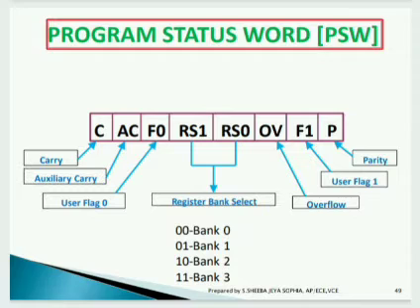As you can see here, the first bit indicates the parity, the second is a user flag, and the third is for overflow. The next 2 bits represent the register bank select, so you can select which bank you need. For example, 00 refers to bank 0, 01 to bank 1, 10 to bank 2, and 11 to bank 3. F0 is another user flag, AC is the auxiliary carry flag, and C is the carry. So these are all about the program status word.